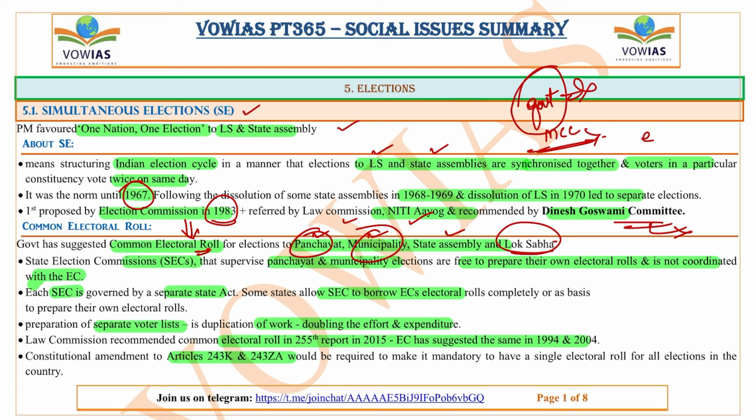Okay. The Law Commission also recommended a common electoral roll in its 255th report in 2015, and the Election Commission suggested the same in 1994 and 2004. A constitutional amendment to Articles 243K and 243ZA would be required to make it mandatory to have a single electoral roll for all elections in the country. So there should be a constitutional amendment.